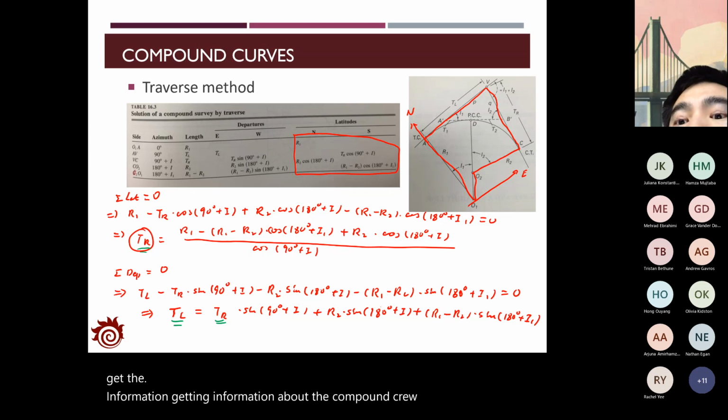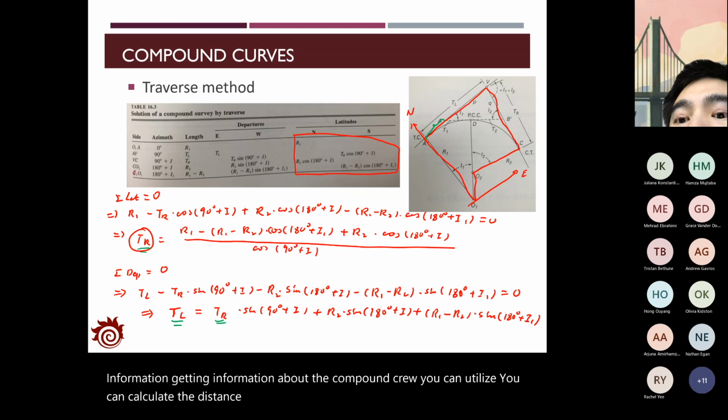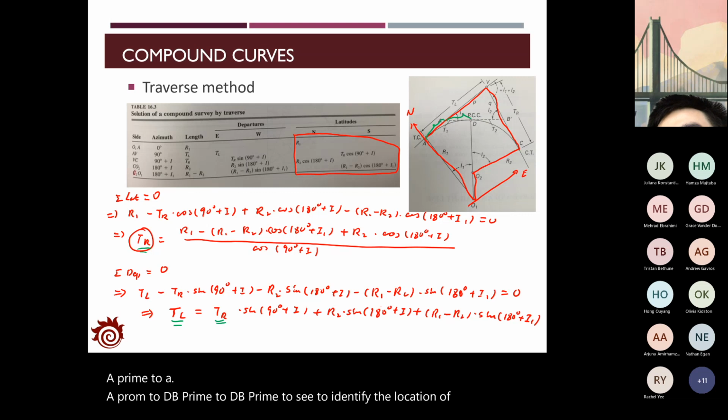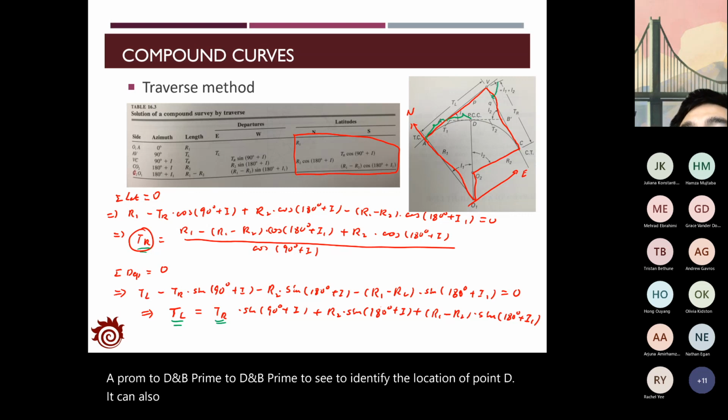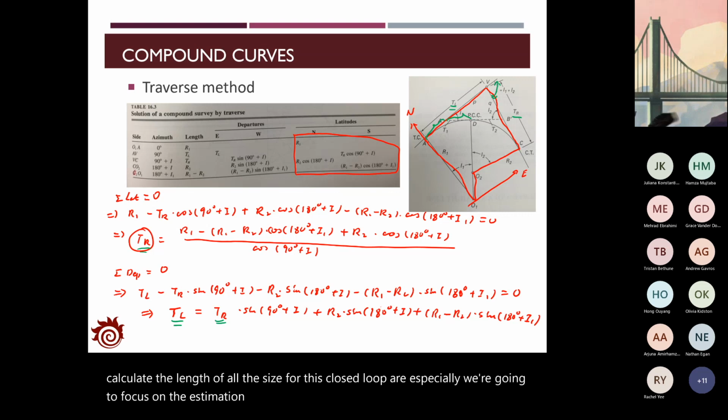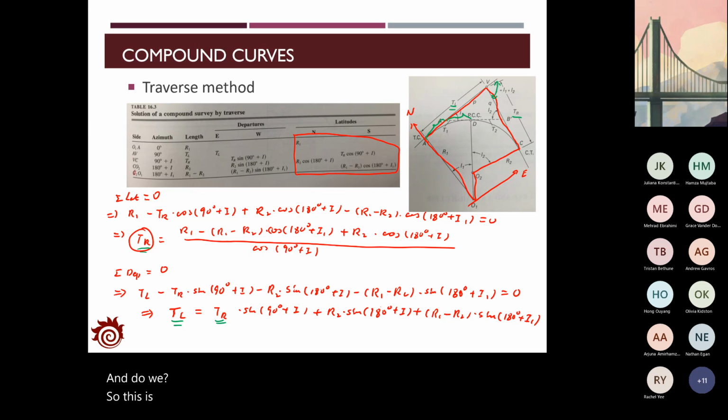You can calculate the distance of A prime to A, or A prime to D, and B prime to D, and B prime to C to identify the location of point D. You can also identify the deflection angle, and apply the traverse method to calculate the length of all the sides for this closed loop. Especially we're going to focus on the estimation of the length from A to V and C to V. So this is the very simple example about the compound curve.